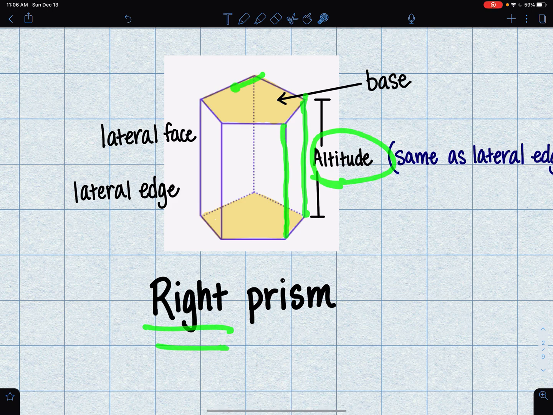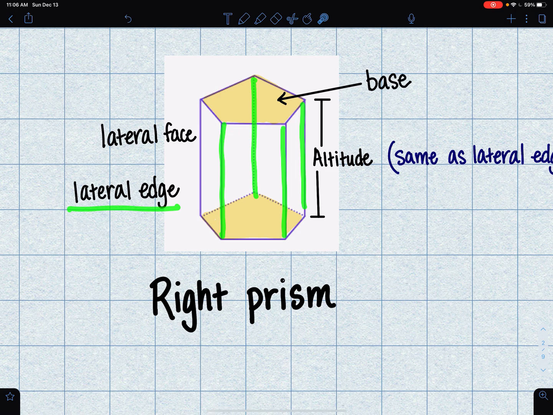Okay, this is the base, and there's another base down here. And then just to review, the lateral face is one of these faces, and there's two in the back right there. And then the lateral edges are where those lateral faces meet. So right there, and there's a bunch of them. Okay, so that's the right prism.